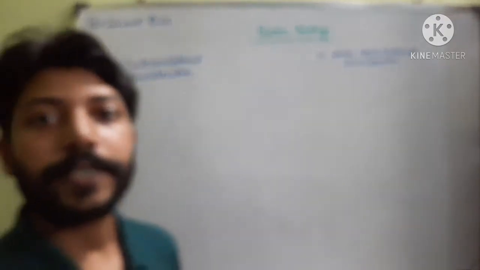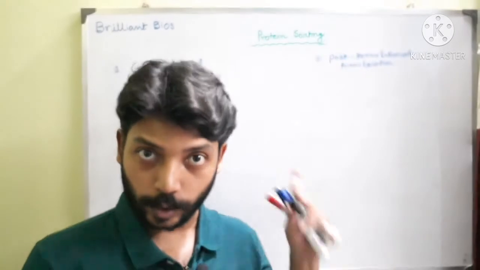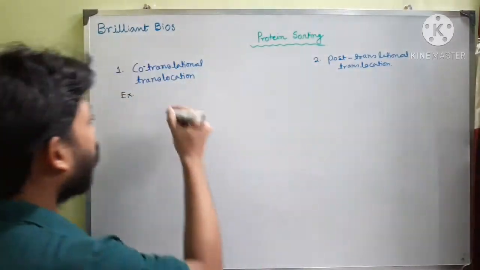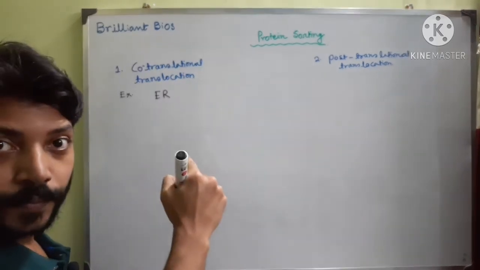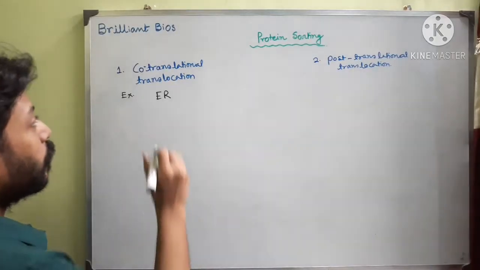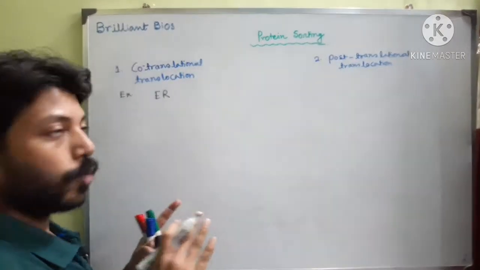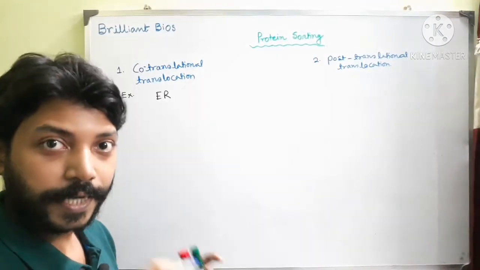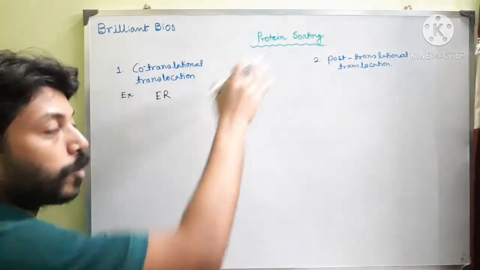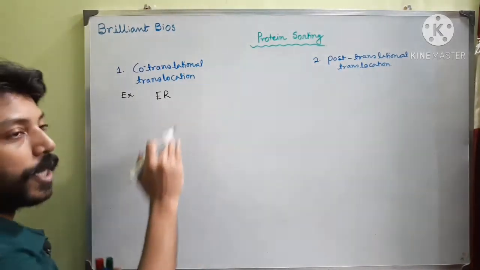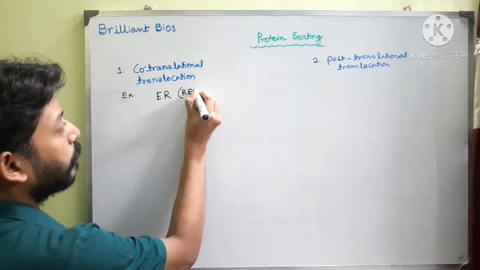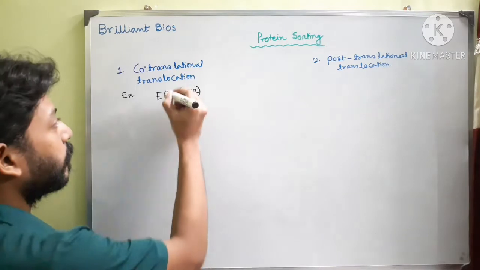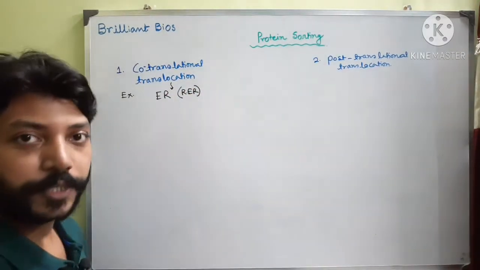In case of co-translational translocation, all the proteins that go through it actually enter the endoplasmic reticulum first. You have to understand this. All the proteins that go through this protein sorting mechanism enter first into the endoplasmic reticulum, specifically the rough endoplasmic reticulum. So the protein must enter the endoplasmic reticulum.